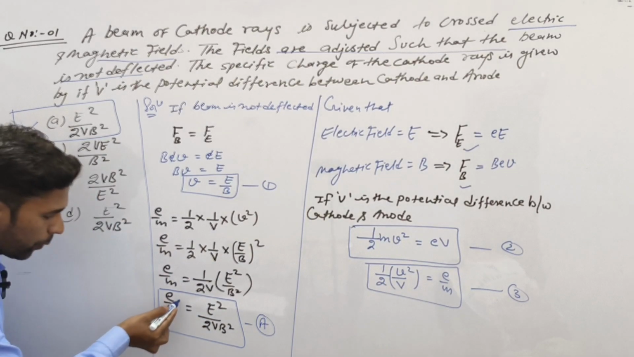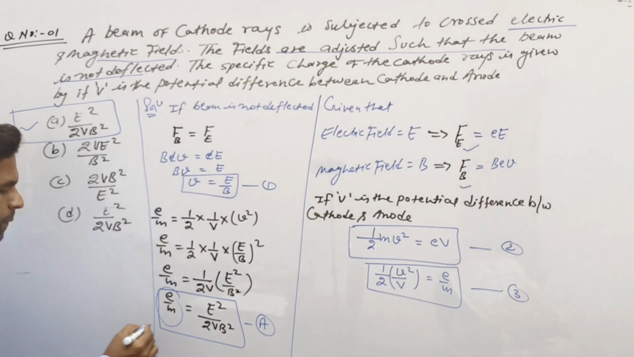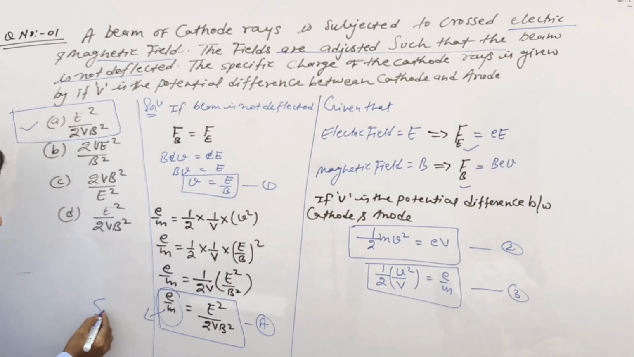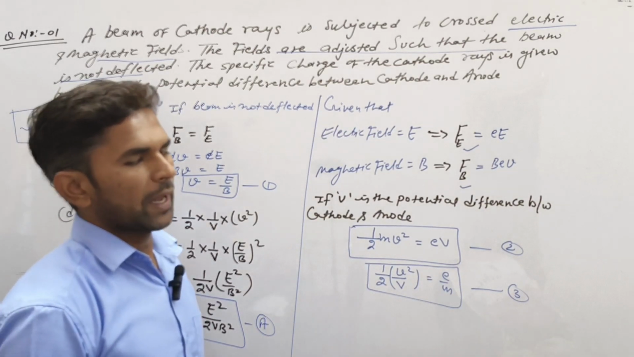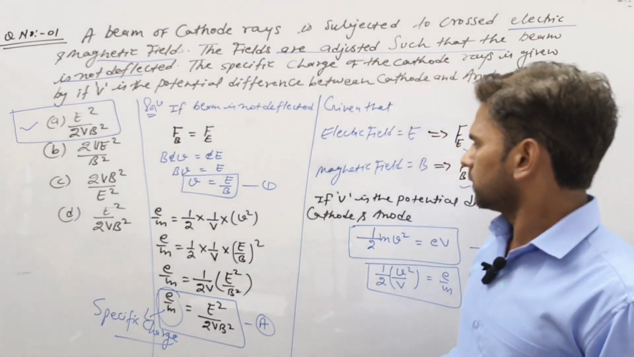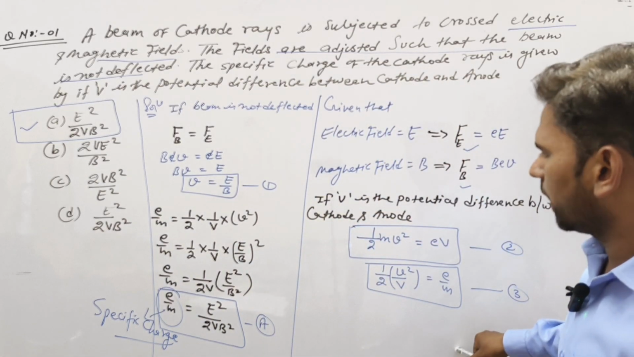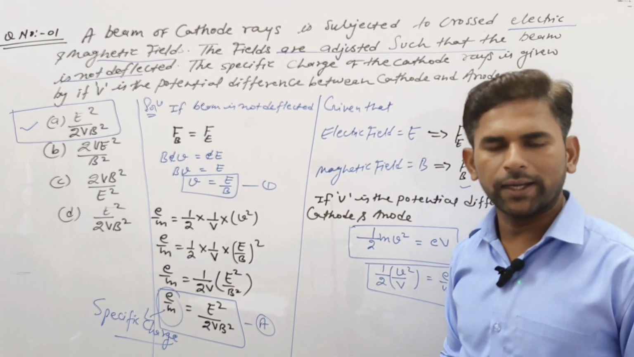Okay, so e upon m is called specific charge. So this is the value of the specific charge. So like this you can find it, and this given situation will help you to find the right answer.